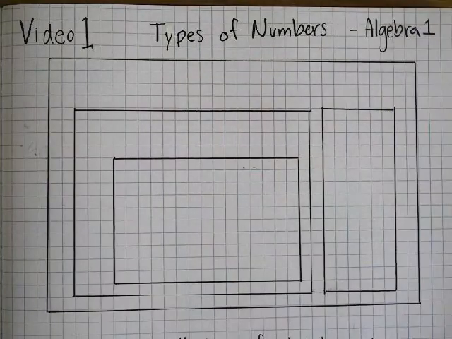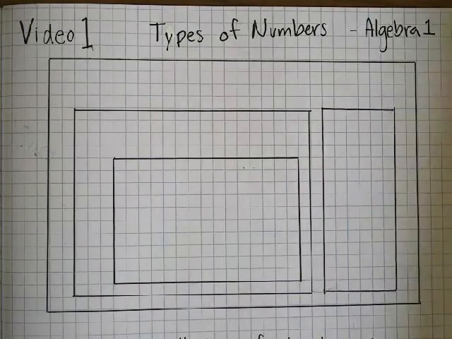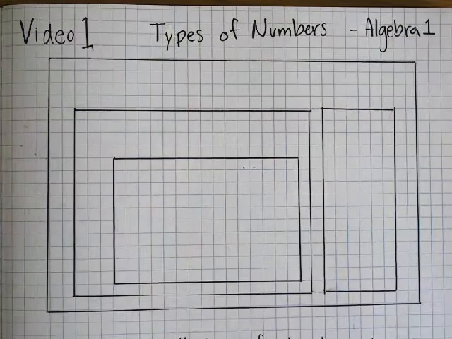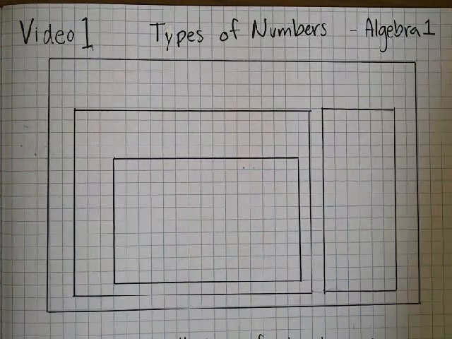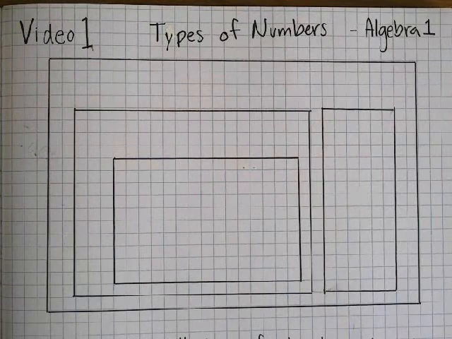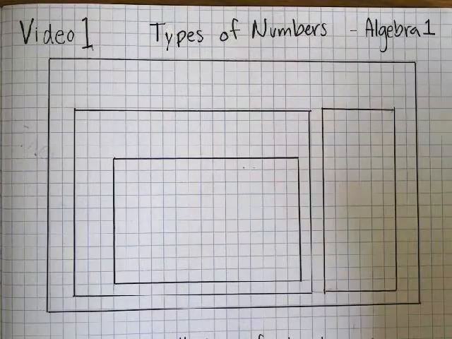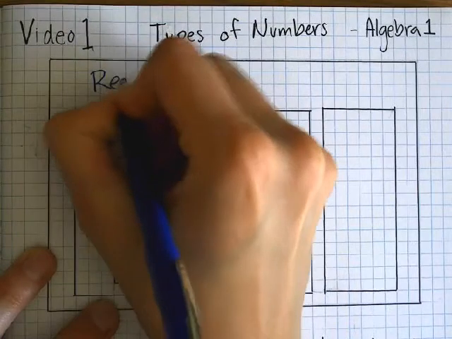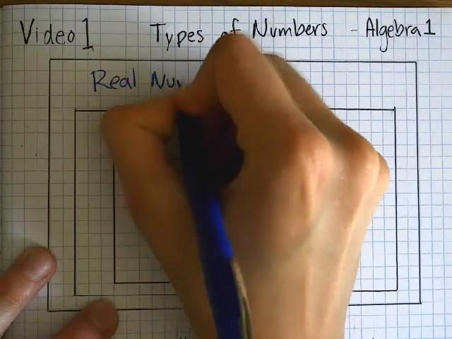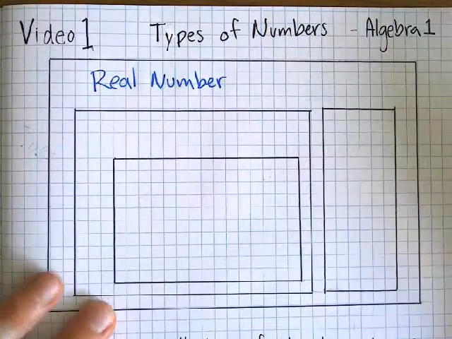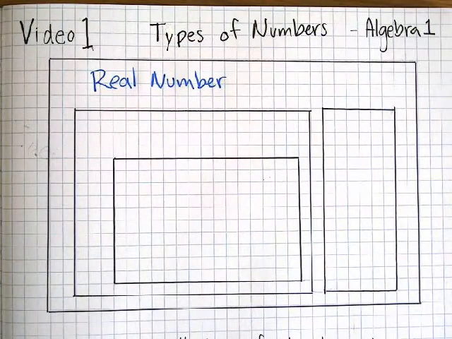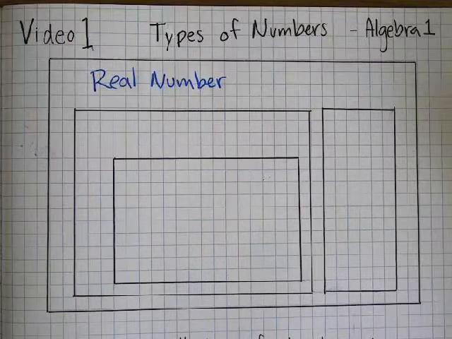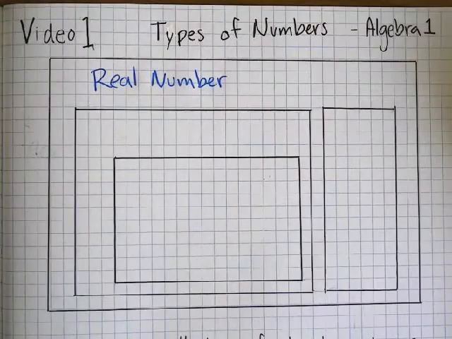This is types of numbers for Algebra 1. In Algebra 1, normally we start with learning what types of numbers there are in the world, okay? Every single number that we have talked about thus far has been a real number. These are numbers that you see every single day. 1, a half, a third, pi, all of the numbers that we've dealt with are real numbers, okay?